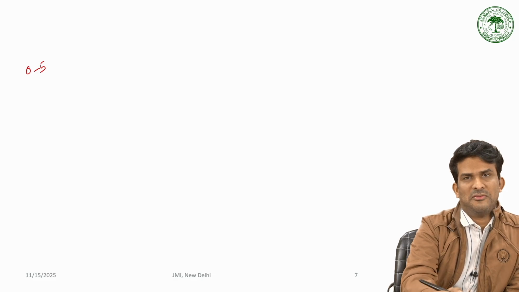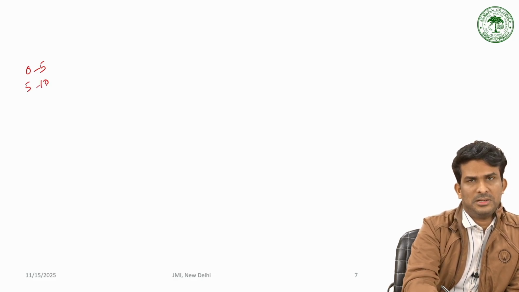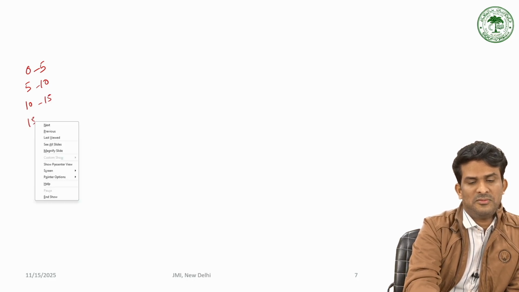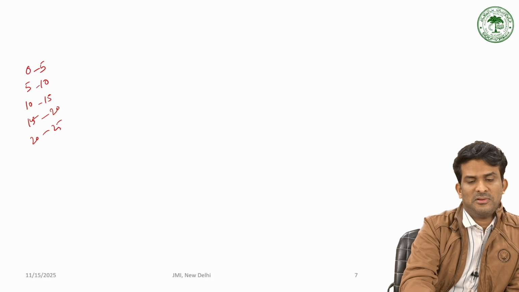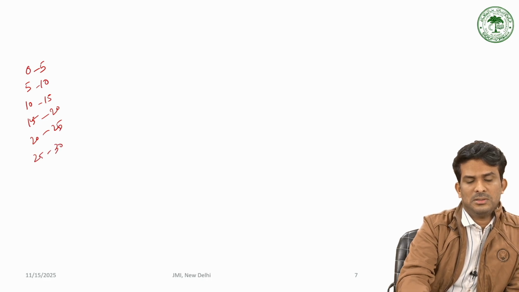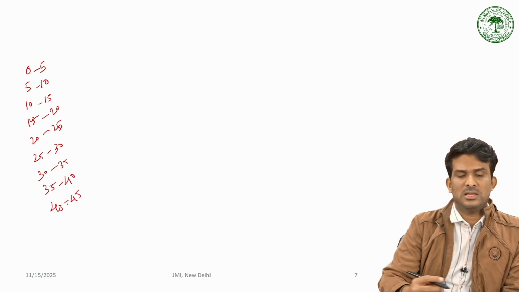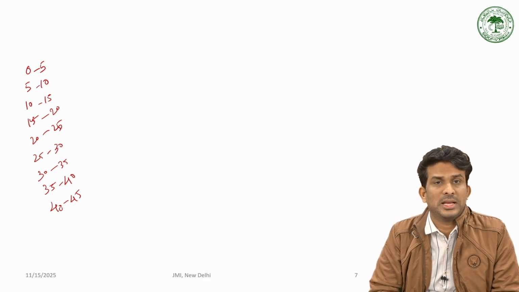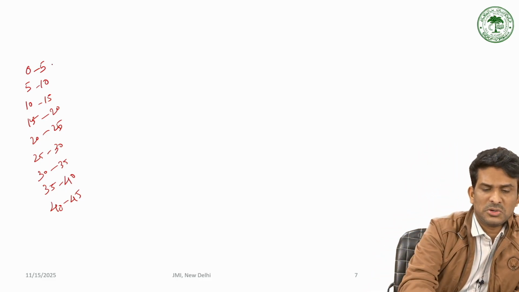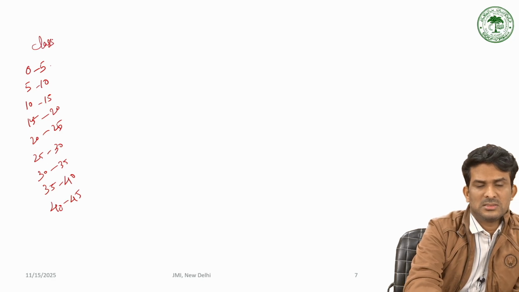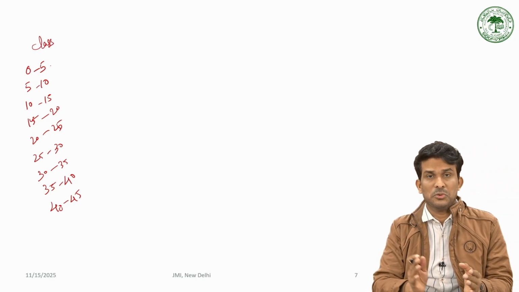0 to 5, 5 to 10, 10 to 15, 15 to 20, 20 to 25, 25 to 30, 30 to 35, 35 to 40, 40 to 45. This is the number of students who got these marks in an examination. For example, 0 to 5 is a class, right? This is a class. We have grouped into a class.